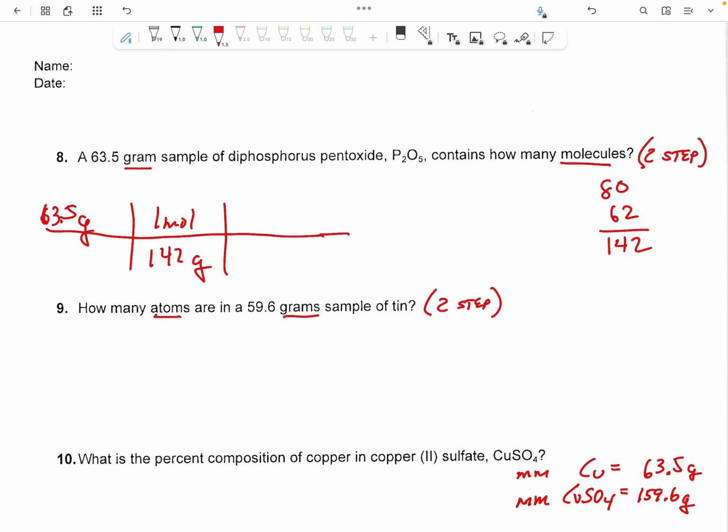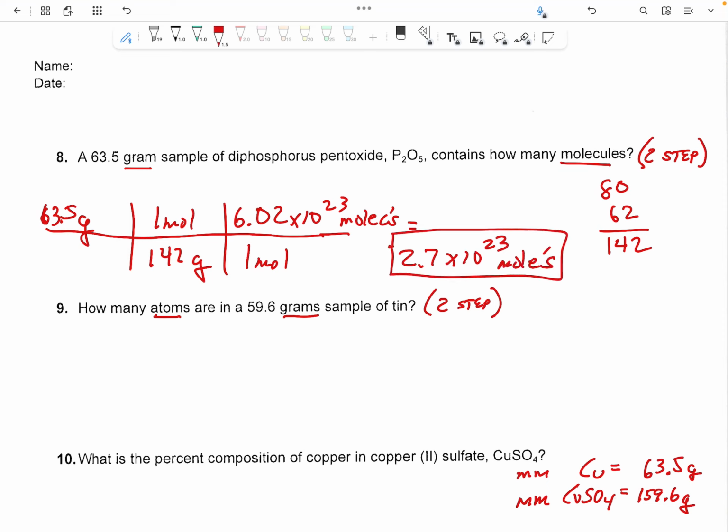Then we put 1 mole on the bottom because that's what our flow chart tells us to do. And it also tells us to put 6.02 times 10 to the 23rd molecules on top. I'm going to abbreviate that. And when we solve this, it's going to be 63.5 times 6.02 times 10 to the 23rd, and divide that by 142. That gives us 2.7 times 10 to the 23rd molecules. So there we are.